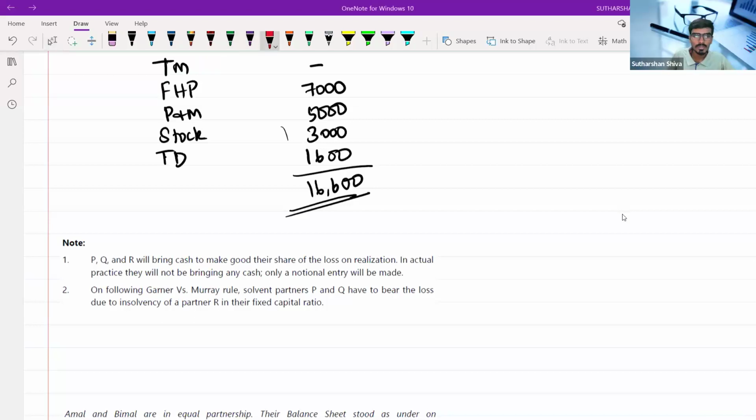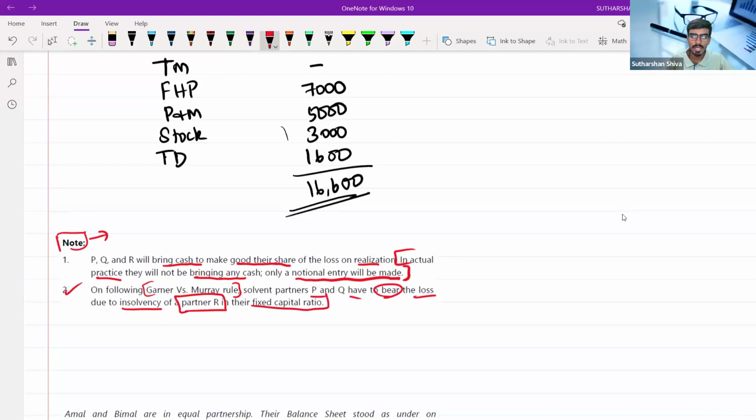In the previous question, after solving the sum, you need to write 2 notes. One is that P, Q and R will bring cash to make good their share of loss on realization, but in actual practice, they may not bring in any cash, only a notional entry will be made. And the second point is regarding Garner versus Murray. On following the Garner versus Murray rule, solvent partners P and Q have to bear the loss due to the insolvency of partner A. In which ratio? In the fixed capital ratio, you should mention, because we are following a fixed capital system.